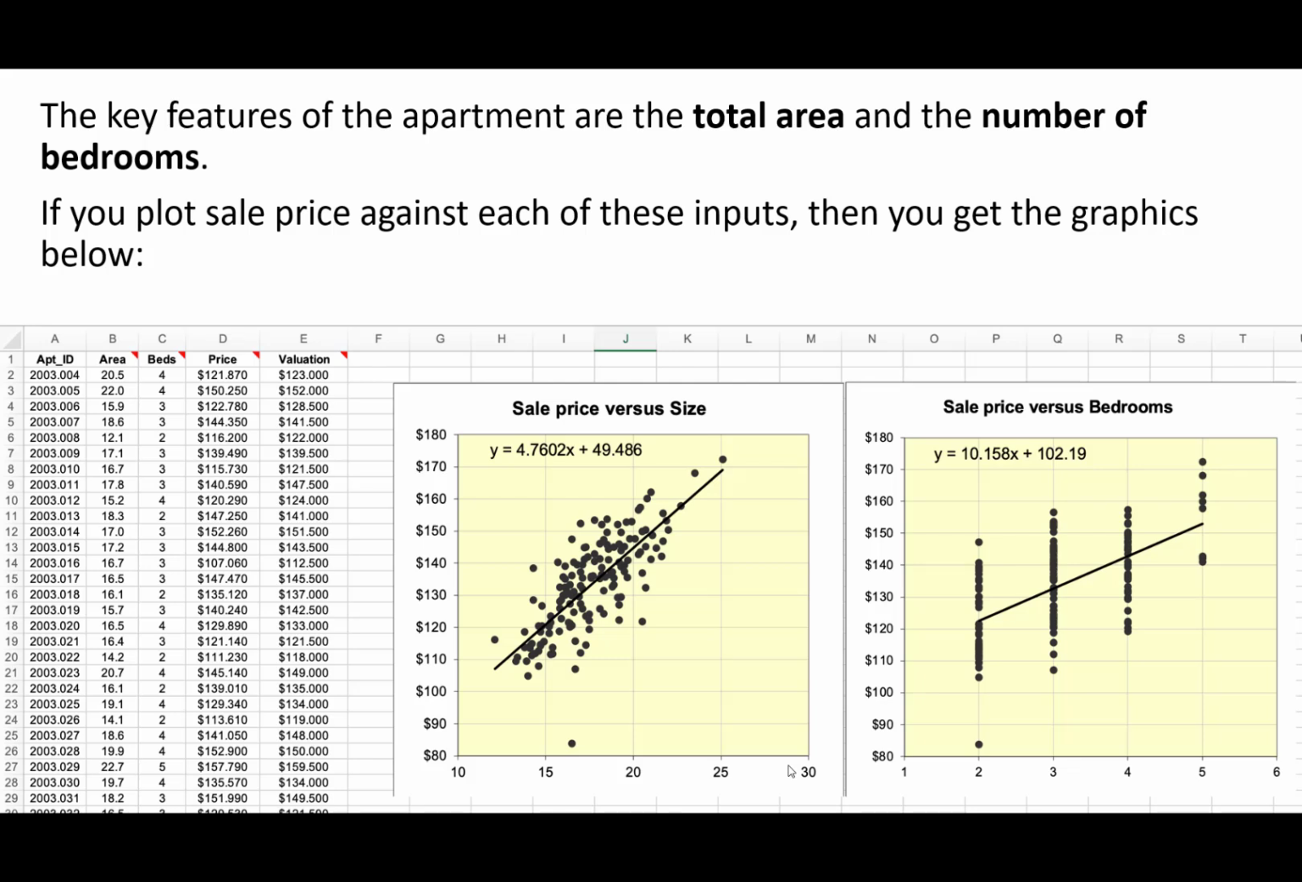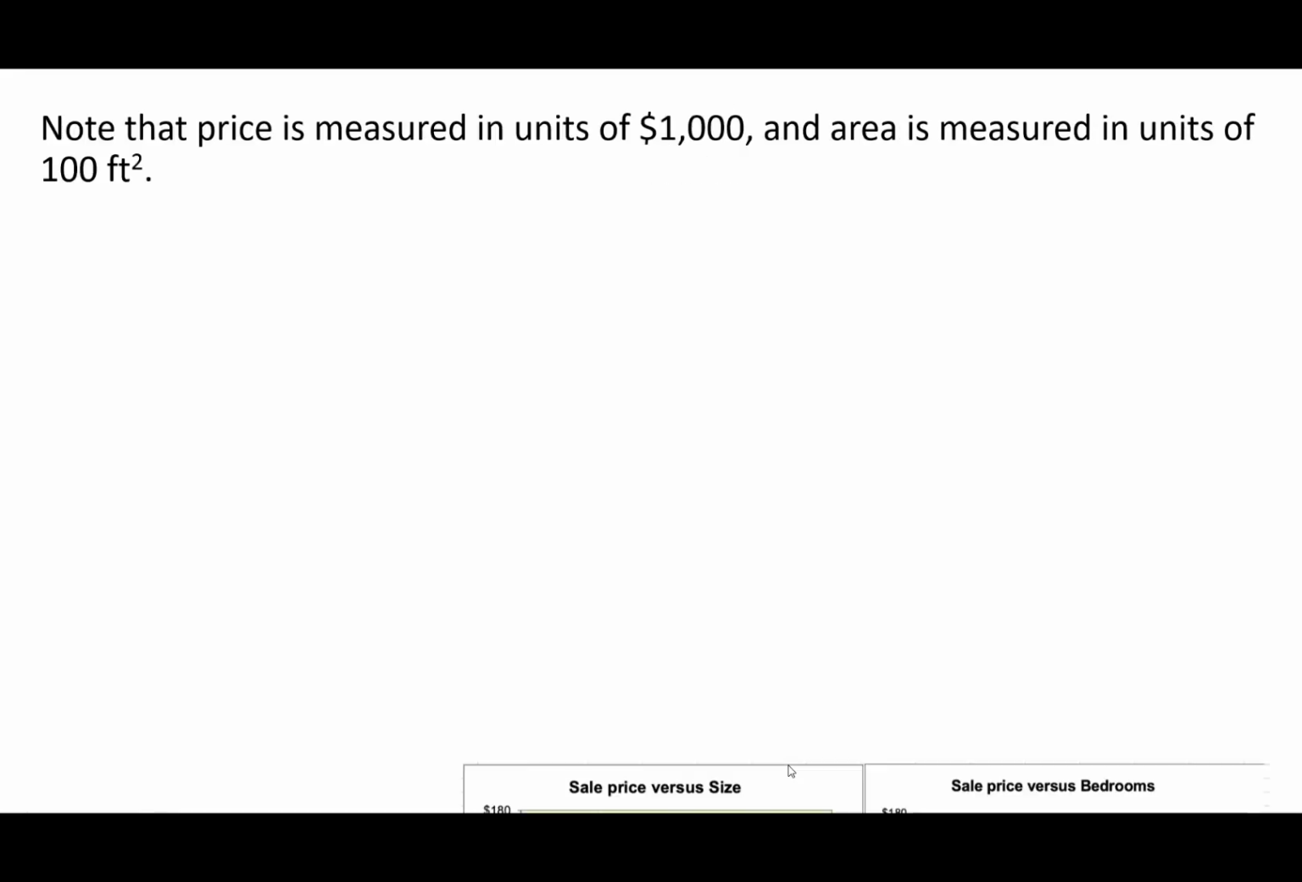The first graph, sale price versus size, refers to the area. And if you plot sale price on the y-axis and area on the x-axis in hundreds of feet, you get the data plot there on the left. And then you draw a trend line through it and ask for the equation, the y equals mx plus b of that trend line. You get y is equal to 4.7602x plus 49,486.